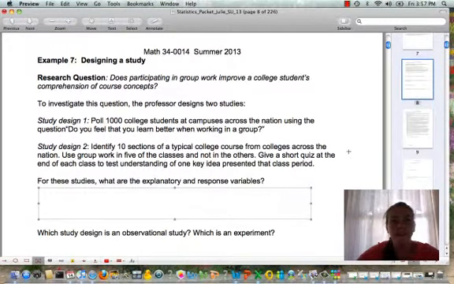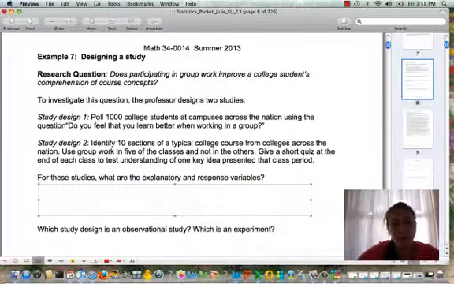Hi everyone, this is example 7 on page 8 in the activity packet, and example 7 is about designing a study. If you haven't already, read through the research question and the study designs described here, pause the video and take a minute and do that. Our research question is asking, does participating in group work improve a college student's comprehension of course concepts?